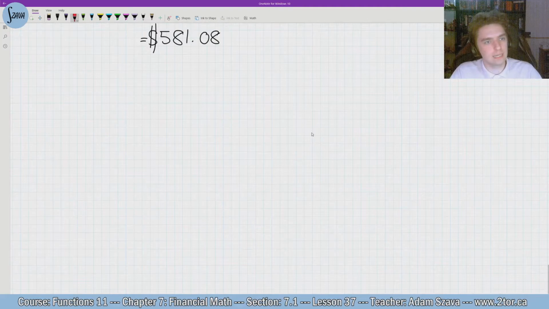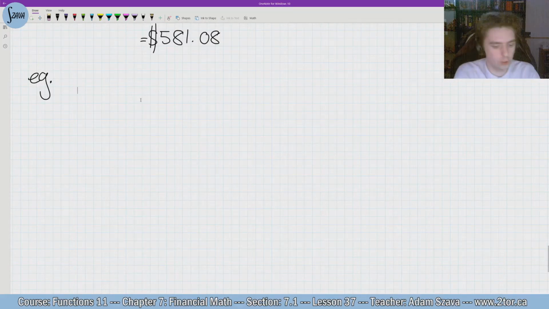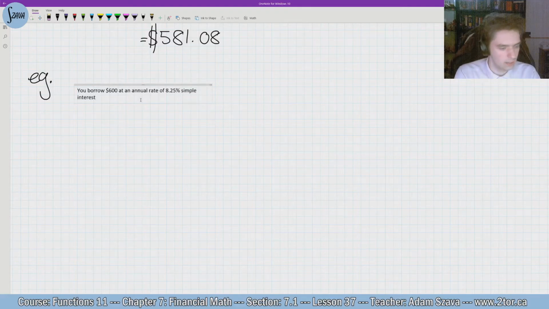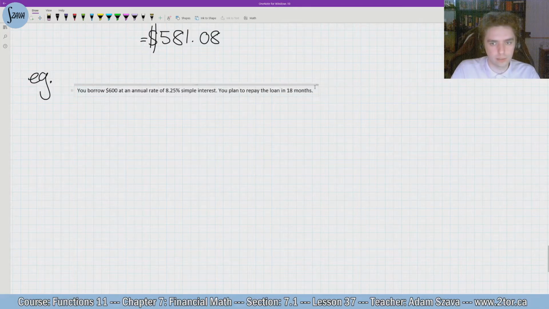So let's do two last examples here before we finish off the lesson. So let me write down the question. You borrow $500, well, let's say $600, at an annual rate of 8.25% simple interest. Let's just say you borrow it for whatever reason you might want to. You plan to repay the loan in 18 months. Okay, so we've got three little parts to this question here.